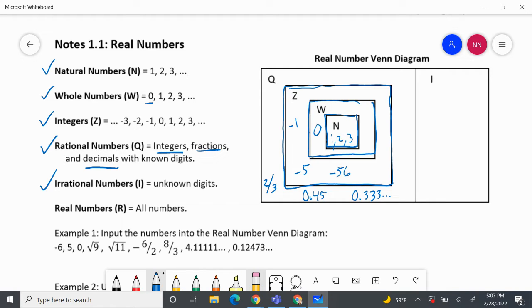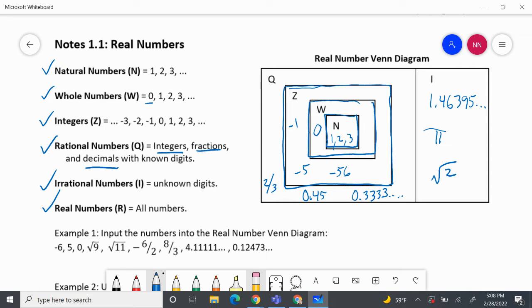Irrational would be unknown digits. An example would be 1.46395... Notice I don't know what the next number is versus this next one. I know the next one is 3. That's why one is a rational and the other one is an irrational. The most famous irrational number would be the number pi. Another example would be the square root of 2. If you were to put that in a calculator, you would get an irrational number.